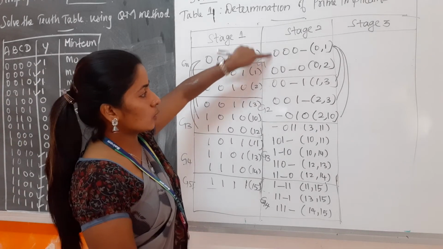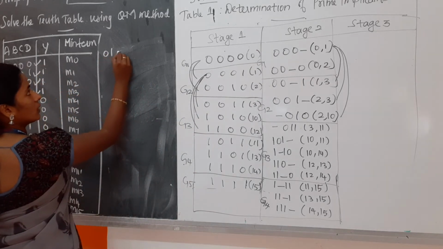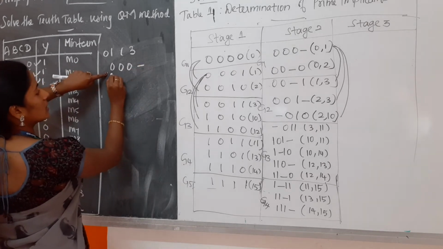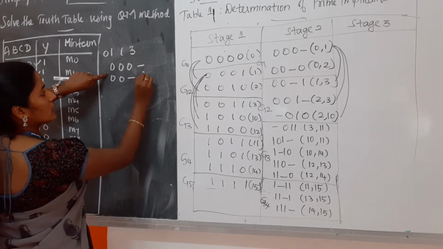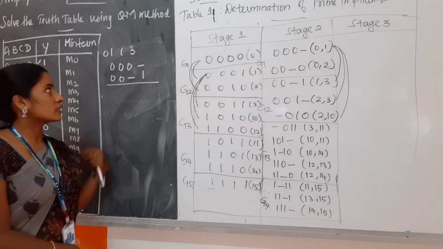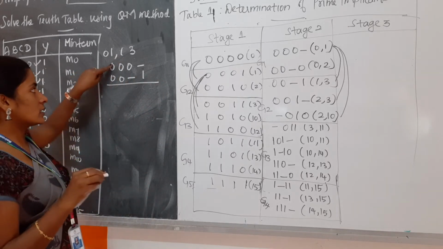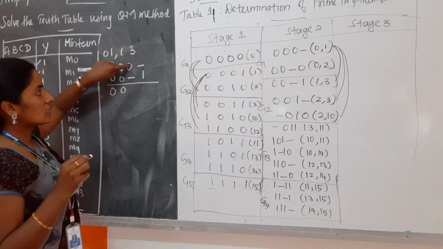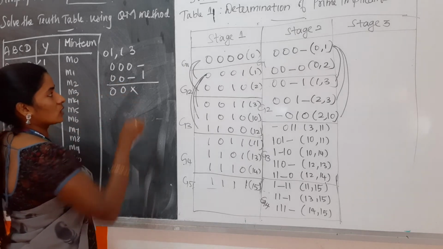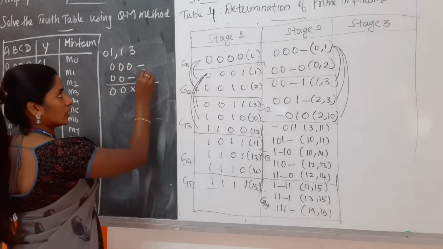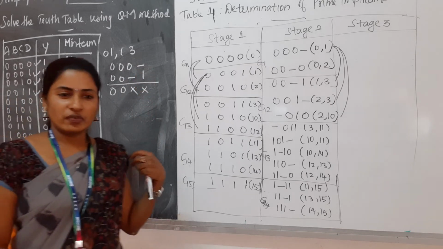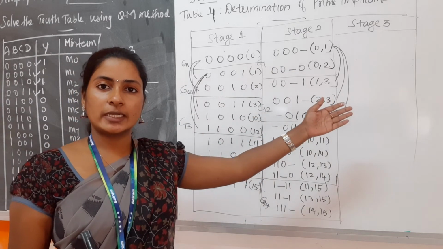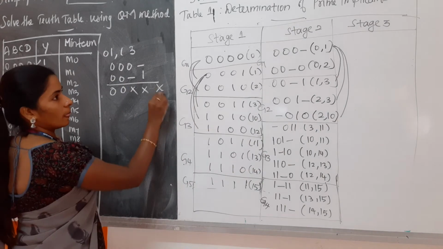Okay, so first I am comparing 0, 1, 1, 3. This is my data. I am going to compare 0 0 0 0 with 0 0 0 1; dash means cross. 1 dash 1 is also cross. If I get a single cross, then that term cannot be written in stage 3. So this cannot be written. We'll see the next one.